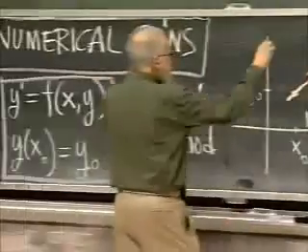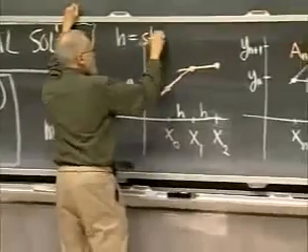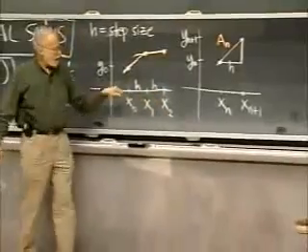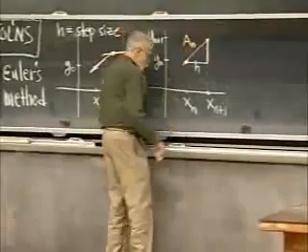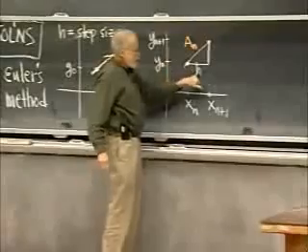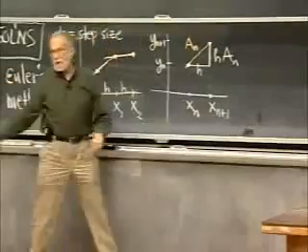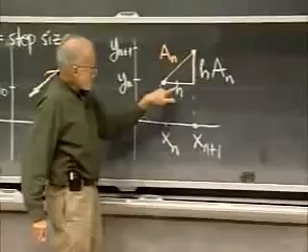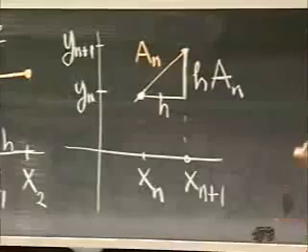H is the step size. Perhaps I better put that up so that you know the word. Step size means the step size on the x-axis, how far you have to go to get from each x to the next one. What's this? Well, if that slope is an, and this is h, then this must be h times an, the length of that side, in order that the ratio of the height to this width should be an. And that gives us the method.